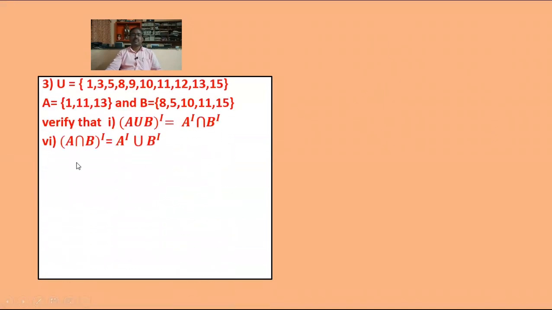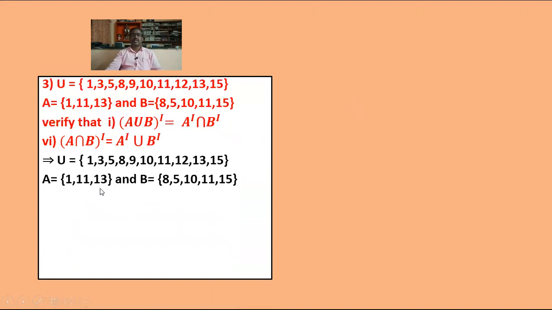Second, verify that A intersection B complement is equal to A complement union B complement. It is the same way to verify that. Given universal set U, and sets A and B, then A intersection B complement is equal to A complement union B complement. Verify. LHS side is A intersection B complement. First, to find A intersection B set. A छेद B हा संच प्रथम काढून घ्या.